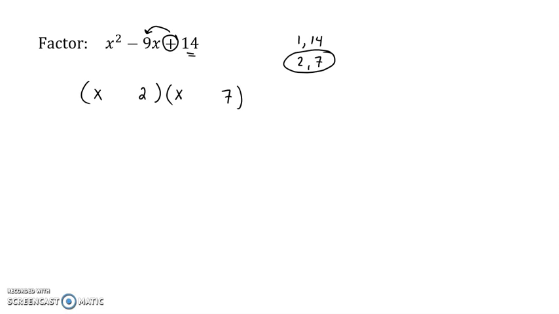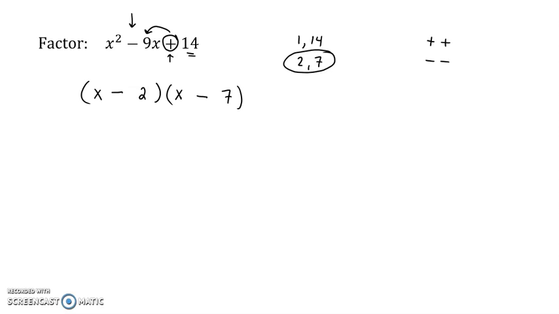And then we have to worry about our signs. Right? We have a plus sign here at the end. The only way we can get a plus sign at the end is if we had two signs that are the same. So they either had to be both positive or both negative. All right, we want to take a look at the sign in the middle. In this case, it's negative. So we're going to pick the option that both of these would have to be negative numbers.